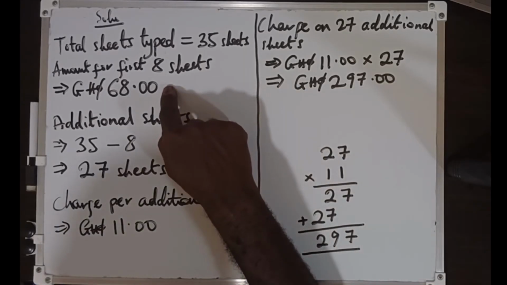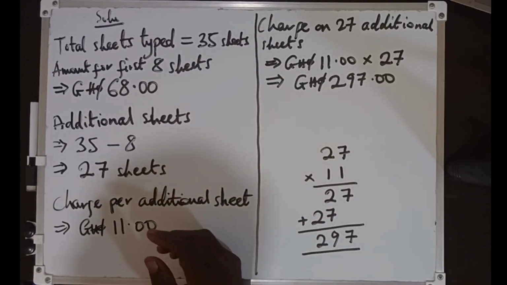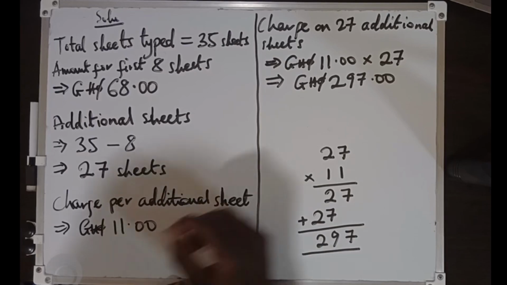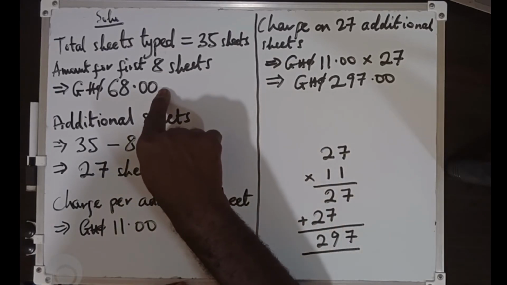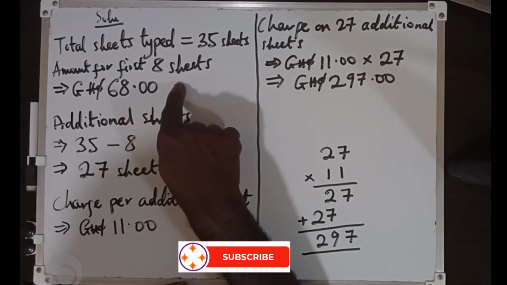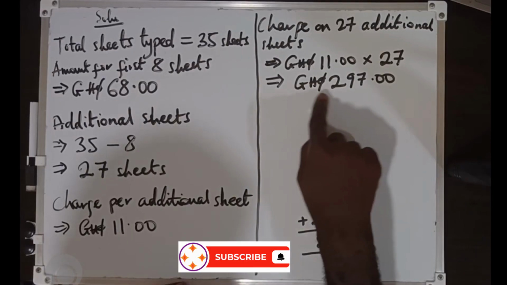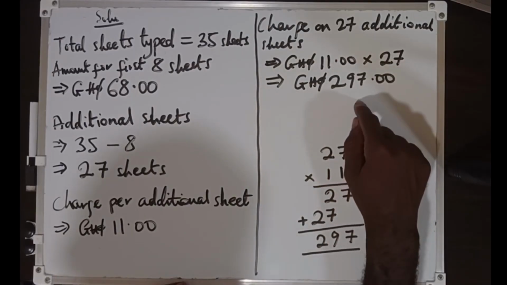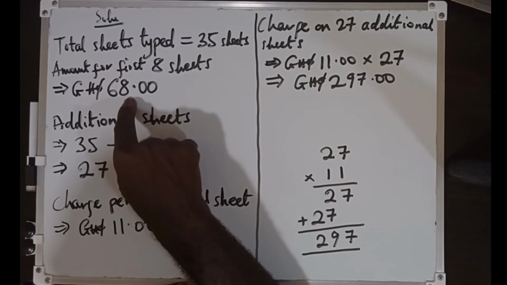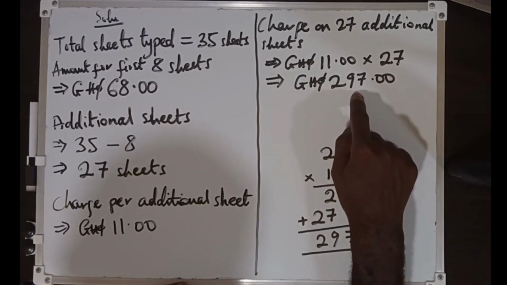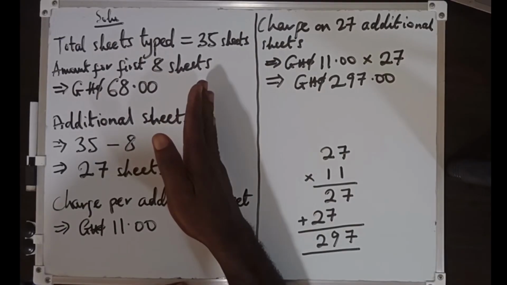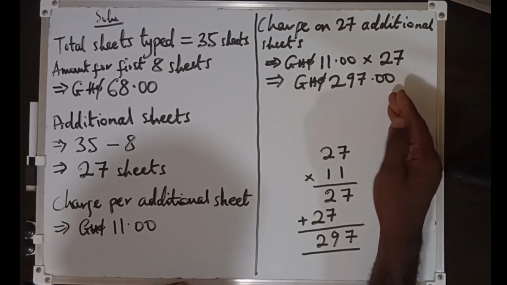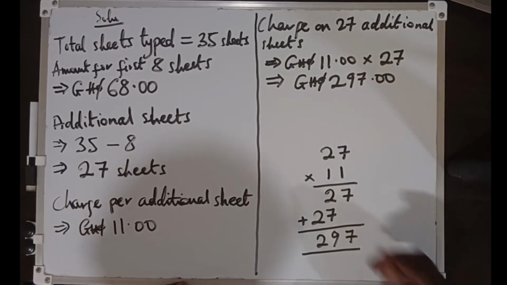This is the charge on the first 8 sheets. So if we want to know the total amount that the typist earned, we have to add the charge that she got from the 8 sheets and the charge that she got on the 27 additional sheets. That is, we have to add this amount to this amount. So first 8 sheets, or the amount earned on the first 8 sheets, plus the amount earned on the 27 additional sheets.